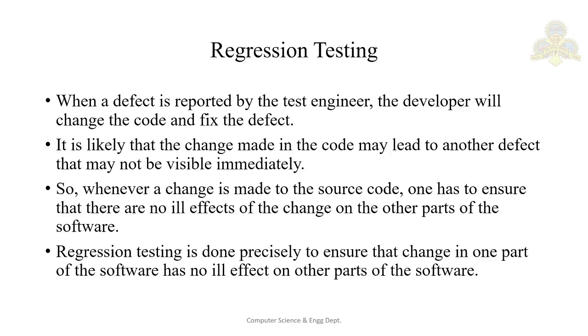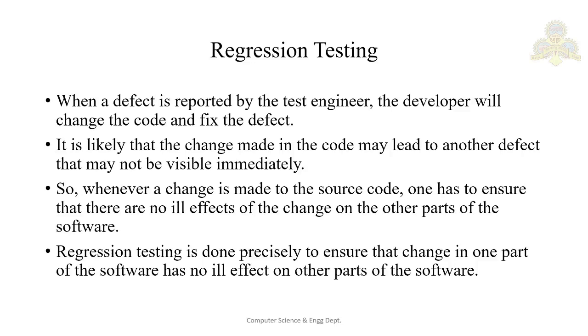Regression testing is done precisely to ensure that a change in one part of the software has no ill effect on the other parts of the software. Okay, so it is always better to have regression testing done after a round of system testing, when no defects are coming up. What we basically do in regression testing is execute the old test cases for the core functionalities or the main functionalities of the software. At the end we will again rerun the test cases for the core functionalities. So it will give the confidence that the code has not broken anywhere.